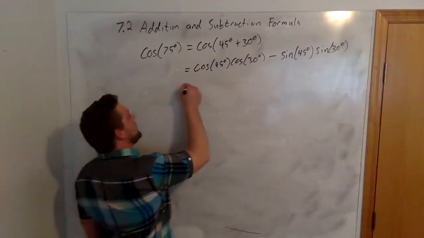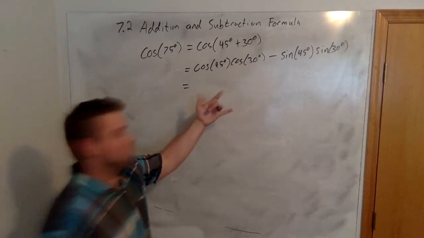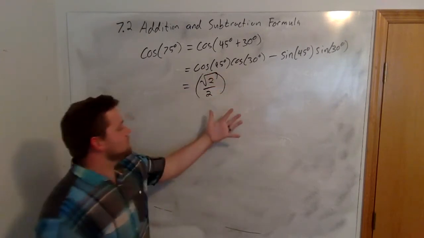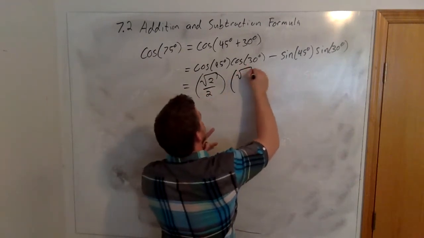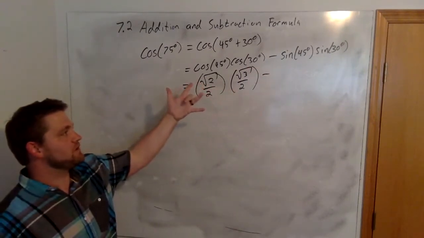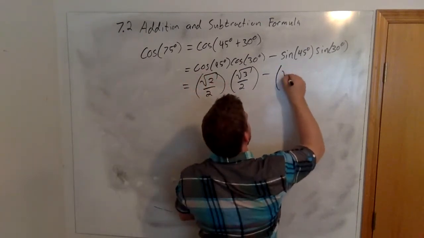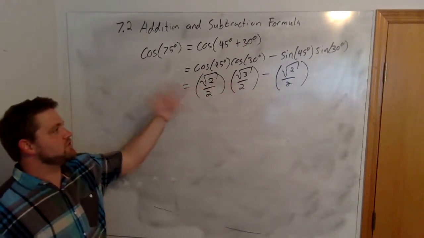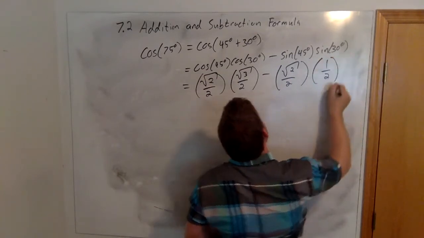Okay, now we know all these values. Cosine of 45 degrees, put down our 45 degree finger, that'll be root 2 over 2. Cosine of 30 degrees, we'll put down our 30 degree finger, that's root 3 over 2. Minus sine of 45 degrees, put down a 45 degree finger, that's the y coordinate, so that'll be root 2 over 2. Sine of 30 degrees, put down our 30 degree finger, that'll be 1 over 2, or 1/2. And there we have it.